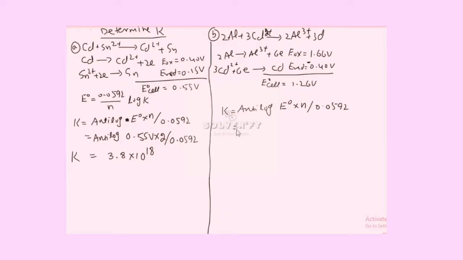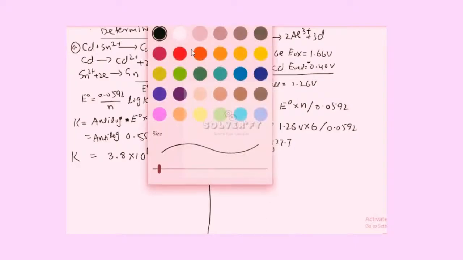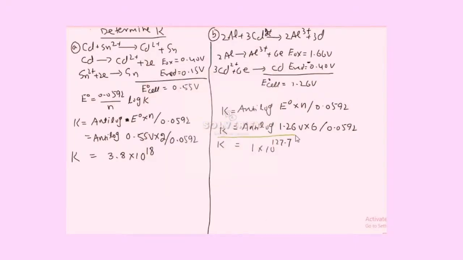Over here, putting the values, so antilog of E naught is 1.26 volt, multiplied by n, the number of electrons, which is 6, divided by 0.0592. So calculating the values and then taking the antilog, we get the value that is equal to 1 into 10 raised power 127.7. This is the required value of k for both parts of the questions.